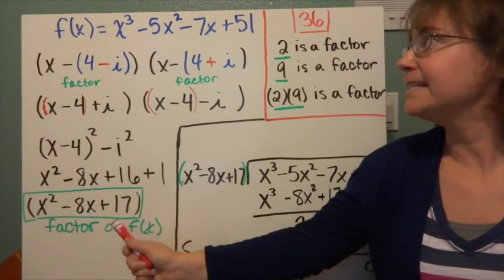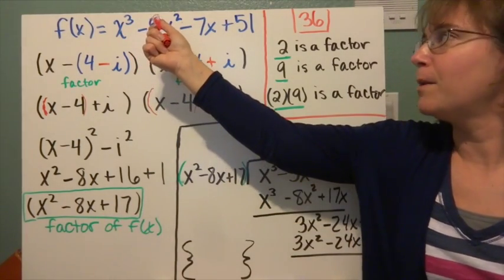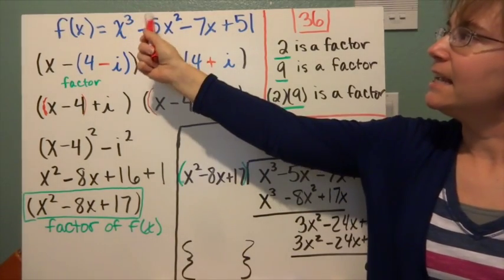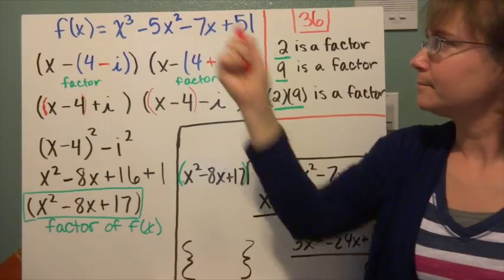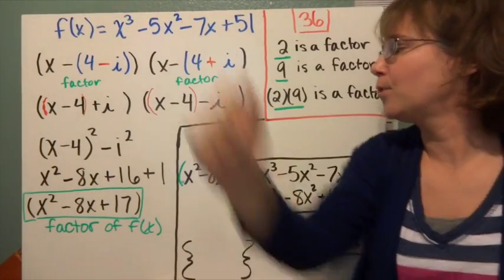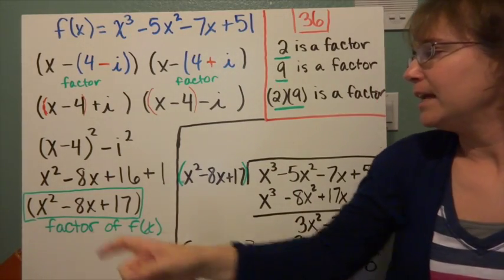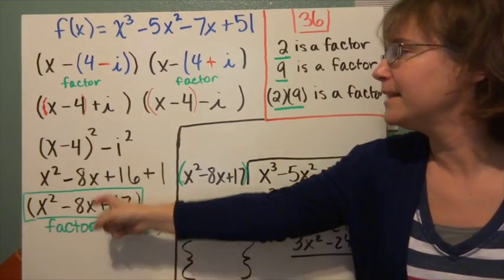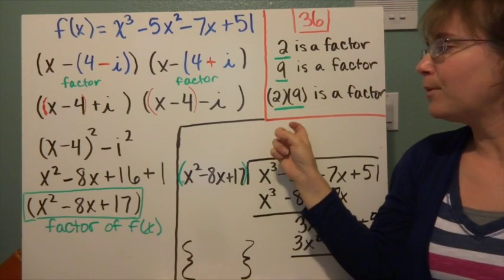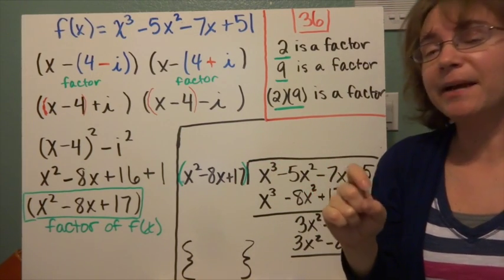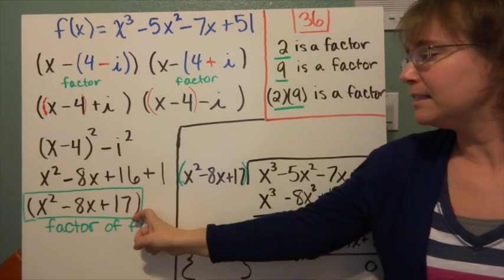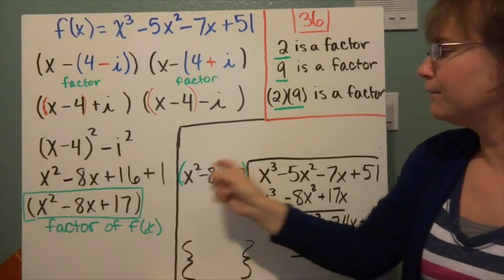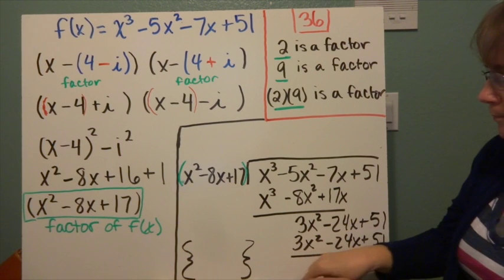This is a factor of this original polynomial. This times some other factor is going to give us this polynomial that has 3 total zeros. So, in order to find out what that is, I can do a long division problem. I can divide this into that and see what factor I get up here. I expect the remainder is going to be zero because I know this is a factor. So let's go ahead and review a little bit of long division here.